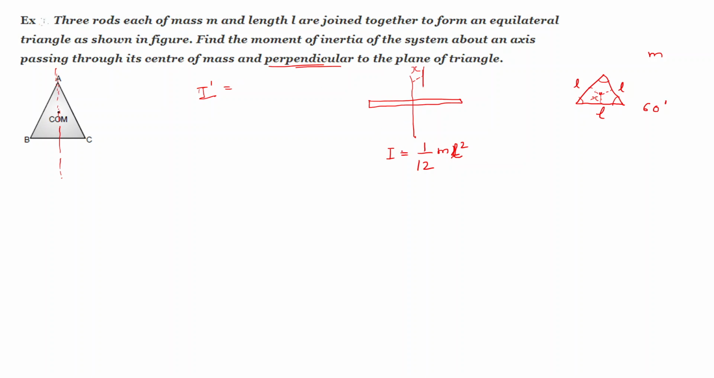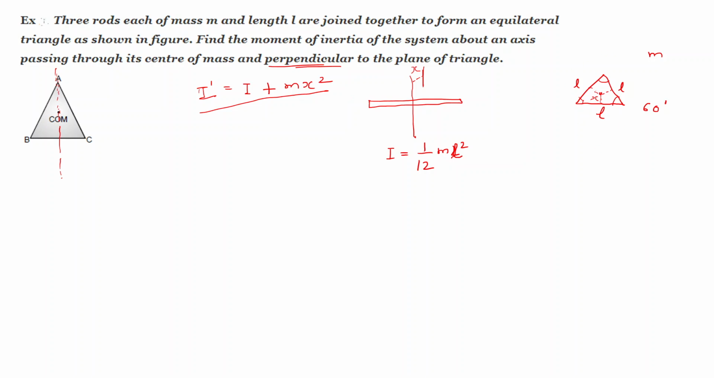it will be this I plus mass times this distance. It means this x square. From the parallel axis theorem we know that if we want to find the moment of inertia about some axis parallel to the axis passing through the center of mass, then this is the formula. But what is this x?